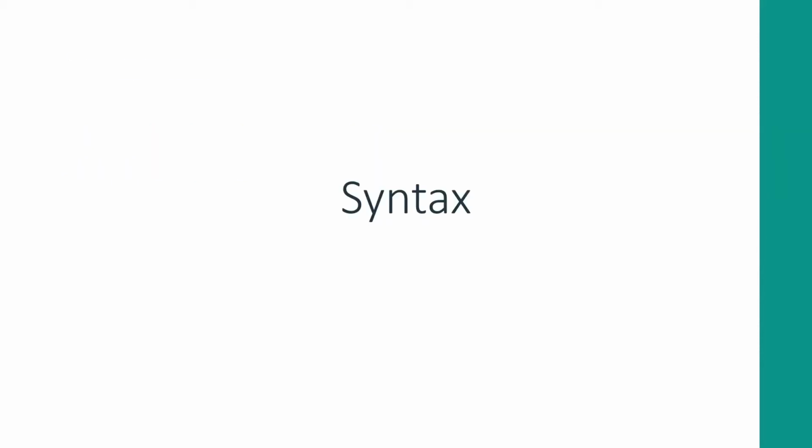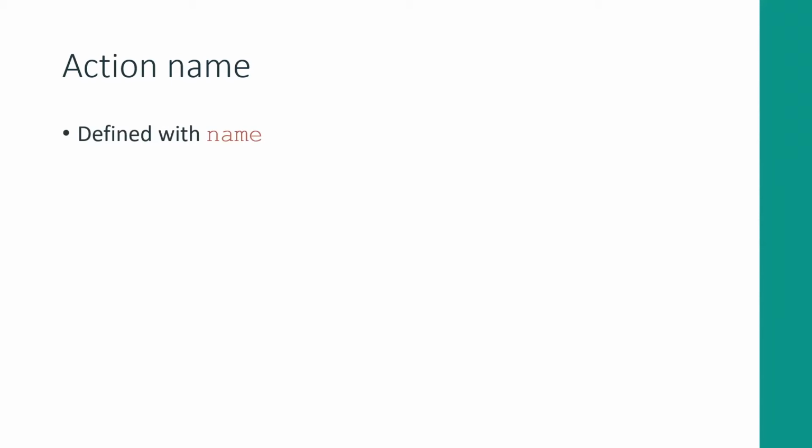Let's get to the syntax. Here we go through the three most common parts of an action file. So the first one is the action name. It's defined with the name parameter. And it can be anything. For example, CI or unit tests or lint or whatever you come up with. This is only shown in the web UI, so you can really choose whatever you want.